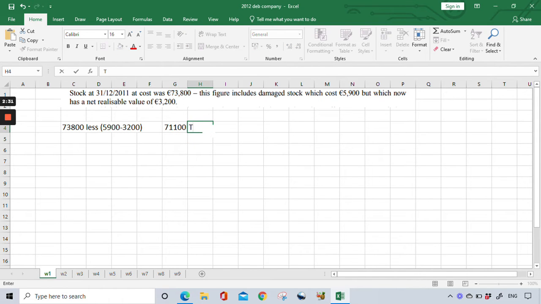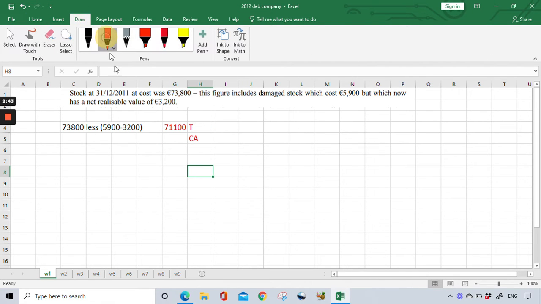Two places that goes. It goes in the trading account and it is a current asset. I'm going to put that in red, and I'm going to put a circle around it as well. You can highlight it, you can do whatever you want. That's what I'm going to do. Okay, there's our first figure. That might change as we go along the question, but that's what it is for now.